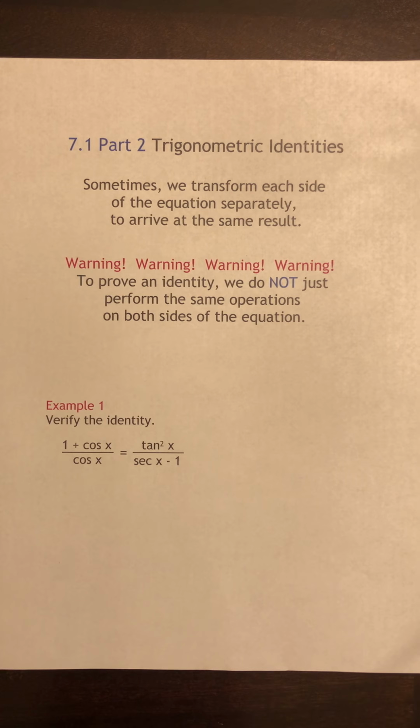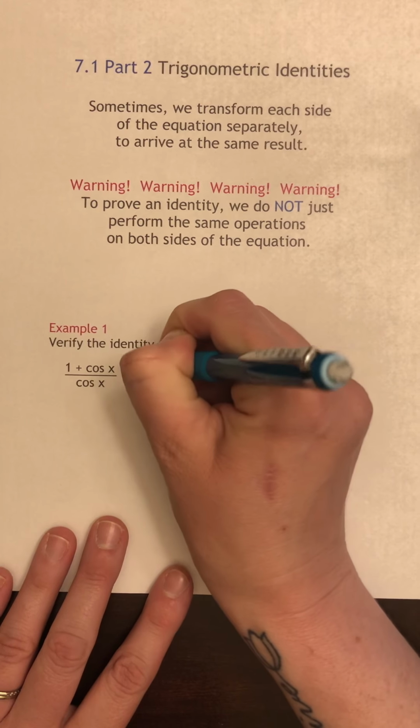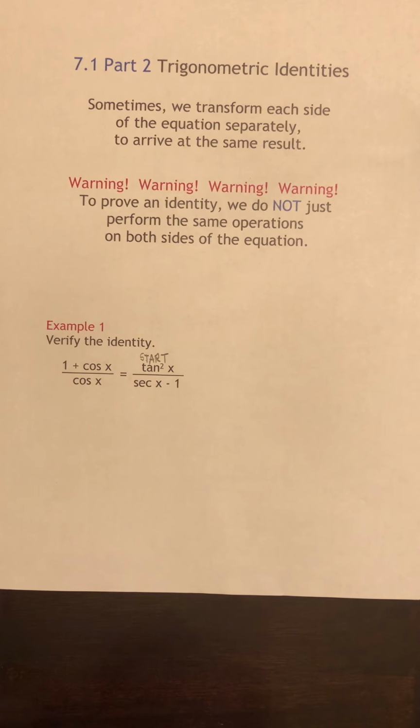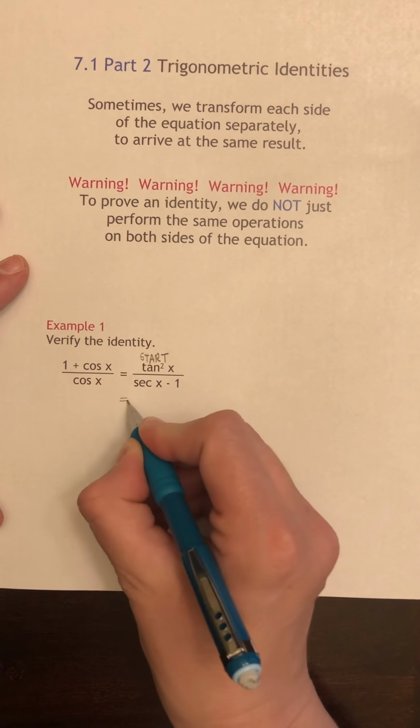Just as a reminder, we're not necessarily working on both sides of the equation. Remember yesterday we said you want to start on the side that looks like it's a little bit more challenging and go from there. So as I look at example number 1, I think I'm going to start over here on the right side. So you might be wondering, how do I even start this? And if you have no clue, remember what I told y'all yesterday is you can always change things into sines and cosines and go from there. So maybe let's try that real quick and see what happens.